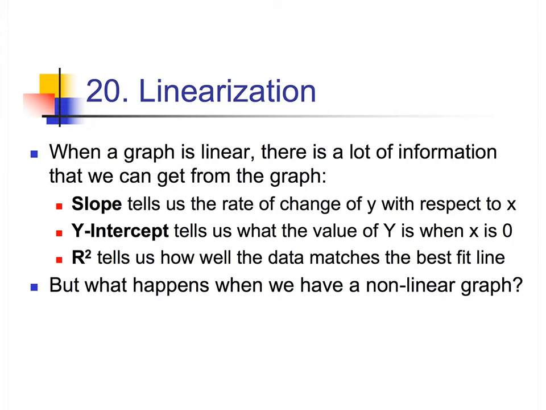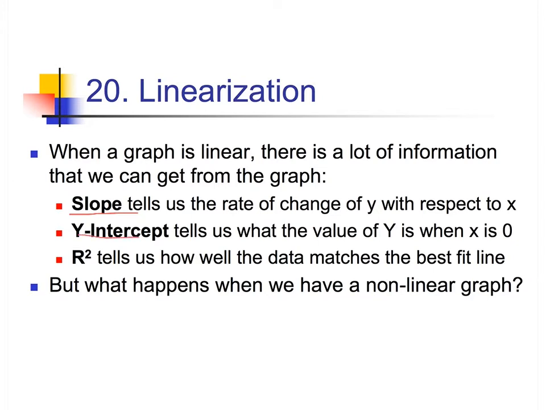Number one, we can find the slope, and that slope is going to tell us how that y variable changes with respect to x. If we think about a position versus time graph, it's going to tell us how the position changes with respect to the time, which is also known as the velocity. That's a useful piece of information.